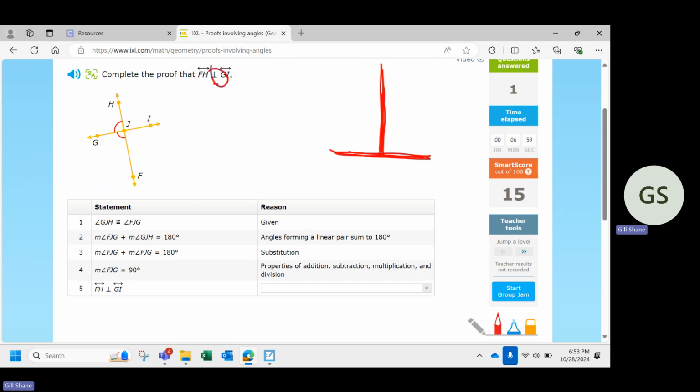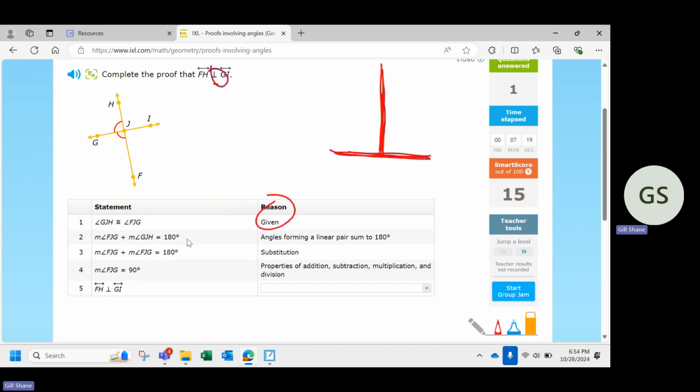We may do one more after this. So anyway, given information right there, that's just from the picture. They're telling us those two angles are congruent. So it doesn't always specifically have to say given. Sometimes they're just going to put markings in the figure and you have to know that that's given.